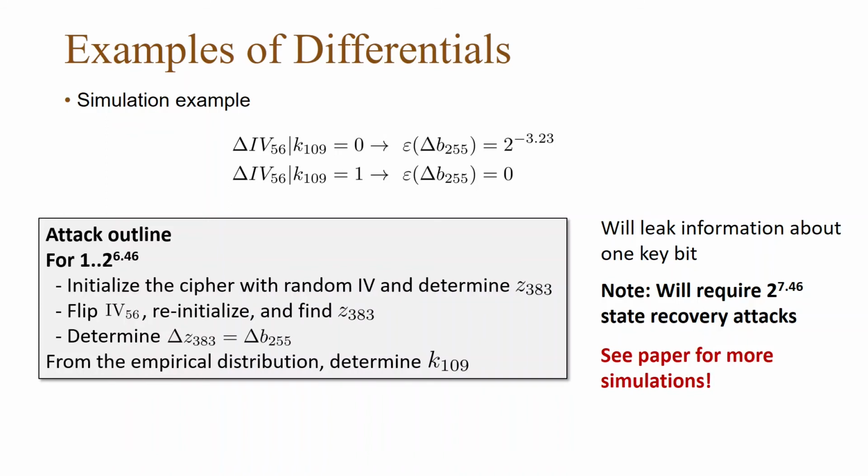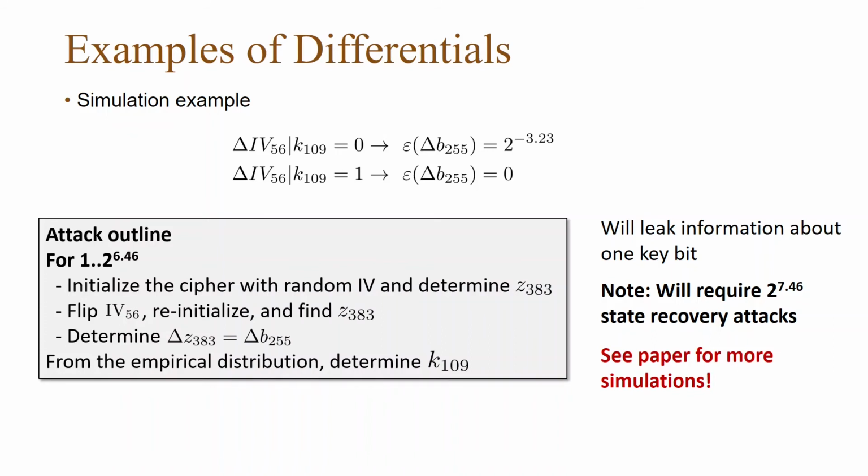Just outlining the attack here would be that we look at 2 to the 6.46 different samples. For each of these samples, we initialize the cipher with a random IV and determine this bit Z383. Then we flip the bit IV56, we reinitialize, and then we find Z383 again. Now we determine delta Z383, which will be the same as delta B255 according to the previous analysis. And from the empirical distribution now, we can determine the key bit K109.